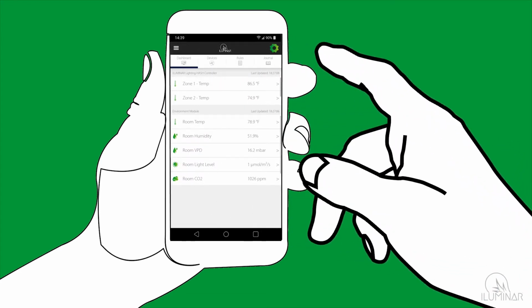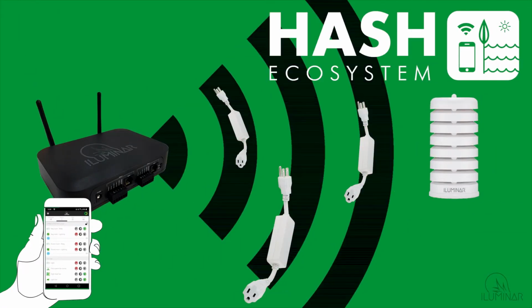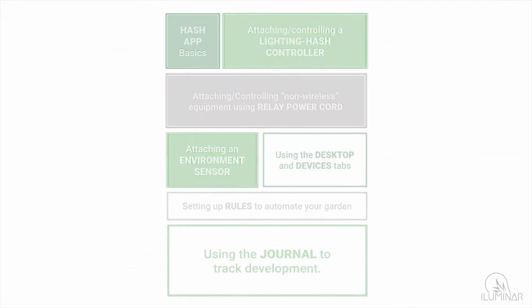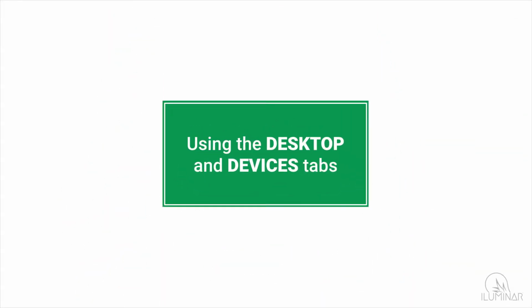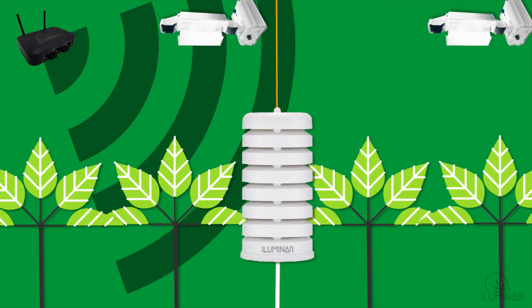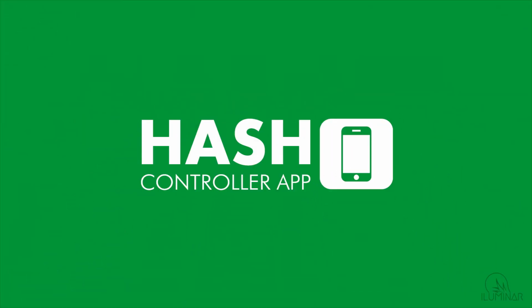With an environment sensor attached to your Hash ecosystem, you now have a huge array of data available to you. So now let's learn how to utilize it. Now that we have the basics of your garden in place, it's time to show you around the dashboard and devices tabs on the main screen.